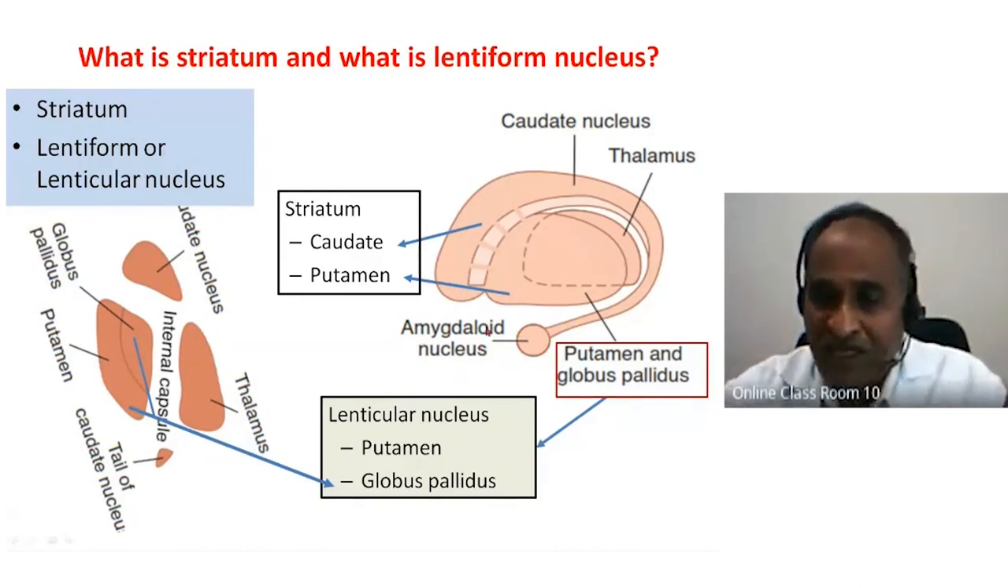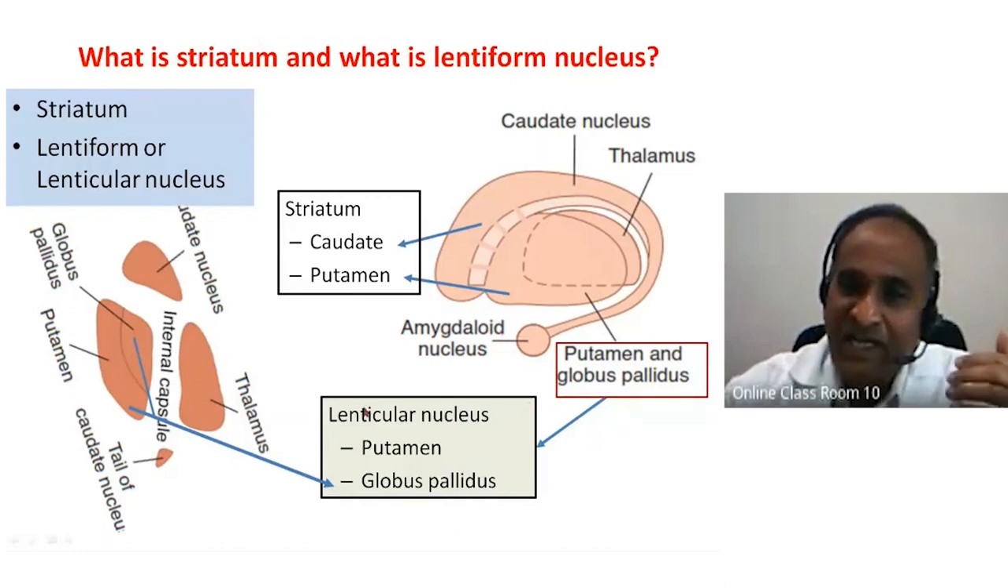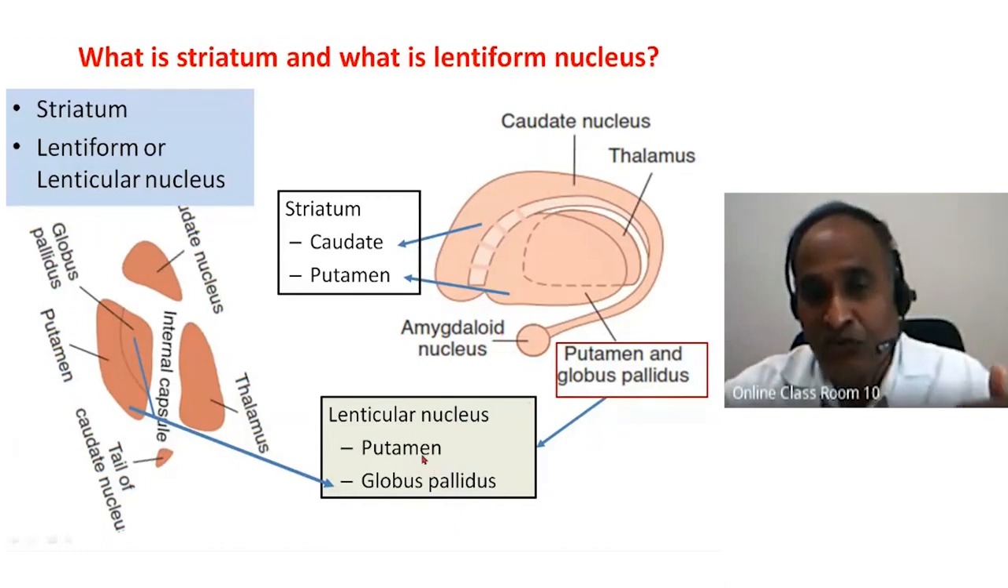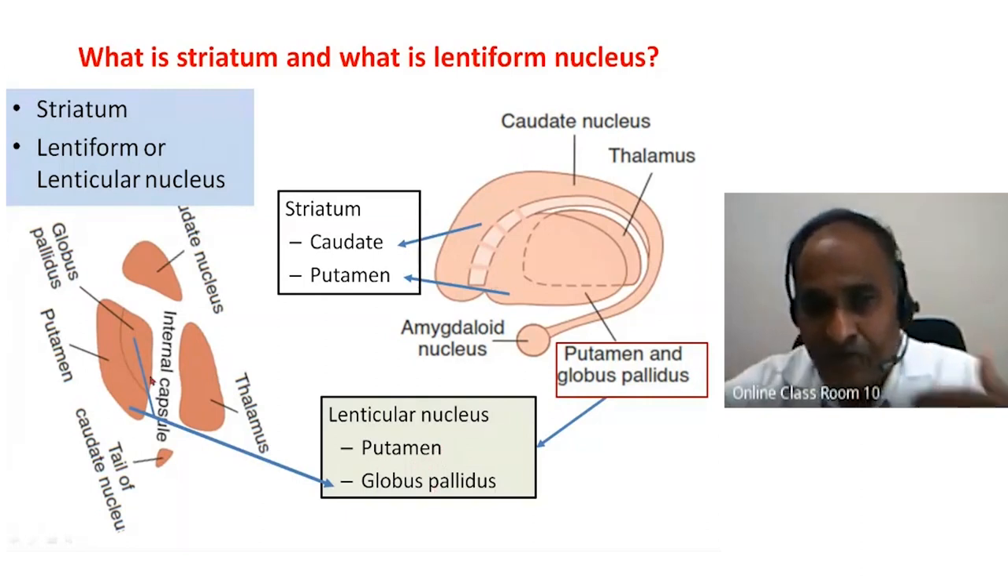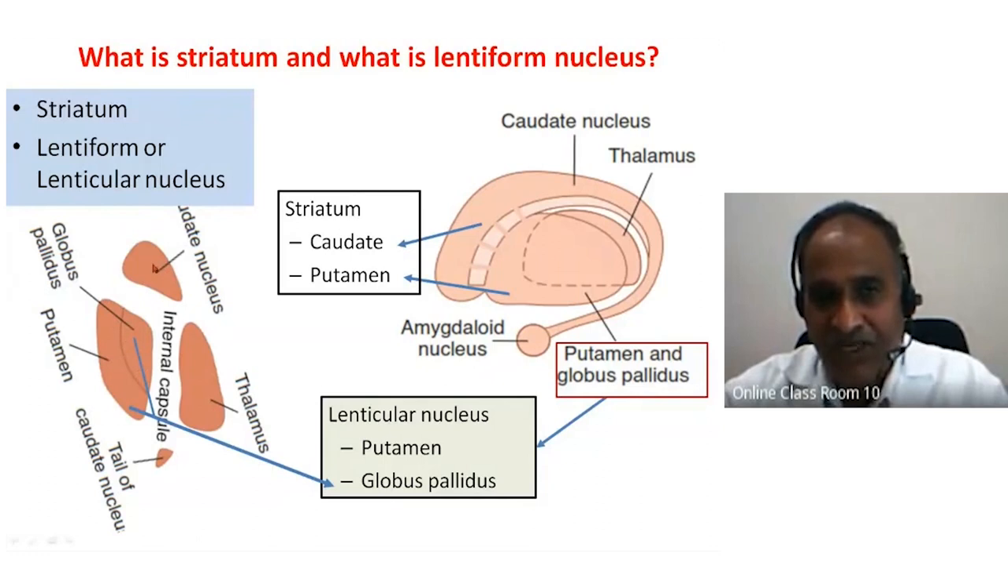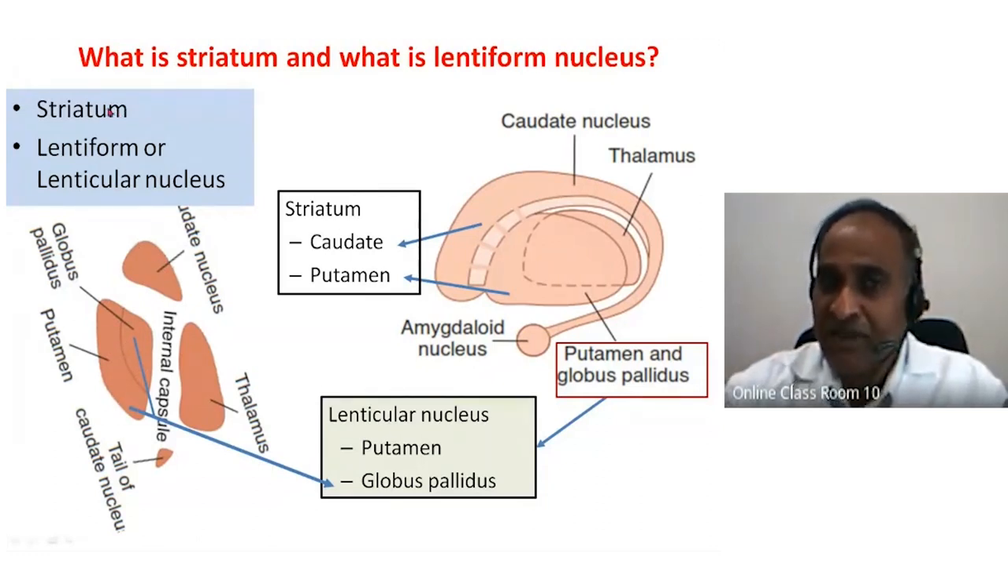Anyway, for our understanding, the lenticular nucleus consists of the putamen and globus pallidus. This is putamen here and this is globus pallidus. The caudate and the putamen are put together as a striatum because functionally they are similar.